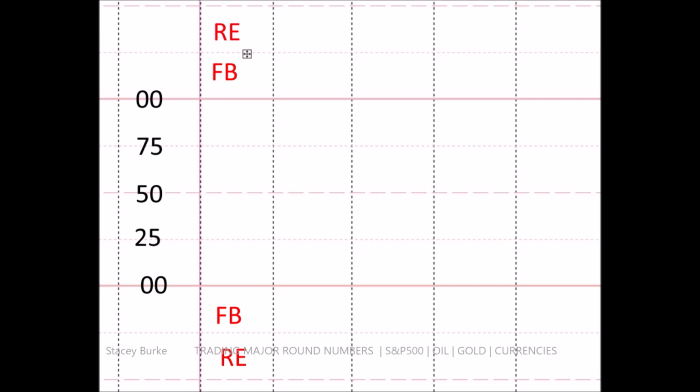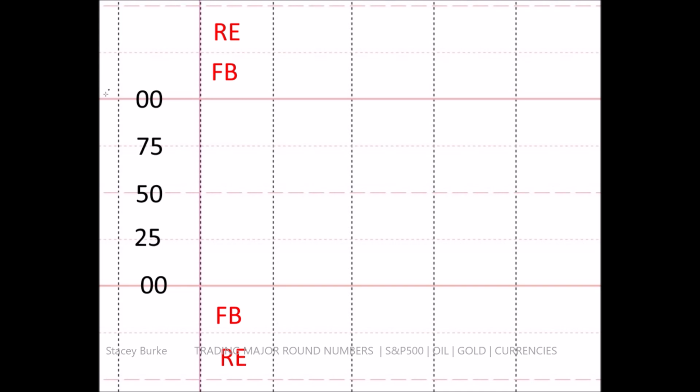G'day, traders. Stacey Burke from Stacey Burke Trading. Short video today on the major round numbers. Regardless of any instrument that you're trading, it can be currency, it can be Tesla, it could be the S&P500, it could be the NASDAQ, it could be oil, it could be crypto. It's all the same. It has a price.